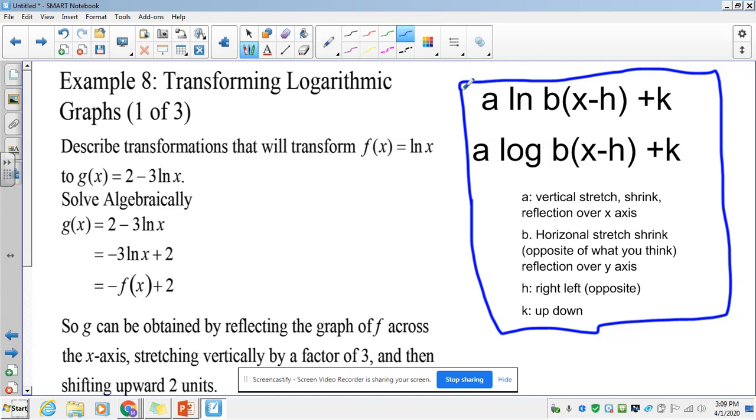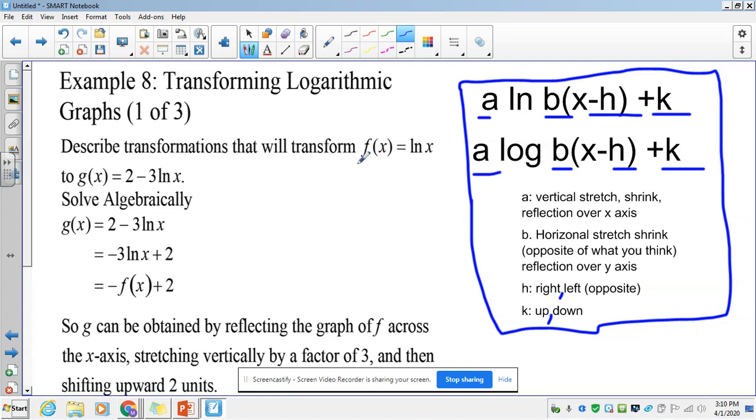Okay, so this is your formula. All transformations are affected this way. A, B, H, and K are still doing the exact same things that they always have. A is talking about your vertical stretch, shrink, and reflection over the x. B is your horizontal stretch, shrink. It's the opposite of what you think. If it's a 2, it's a compression. If you have a half, it's a stretch. And then it's the reflection over the y. So again, that is your difference between your growth and decay of the exponential functions. Your right and left for h and up and down for k. So that didn't change anything.